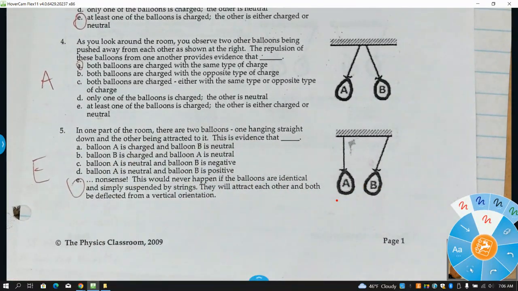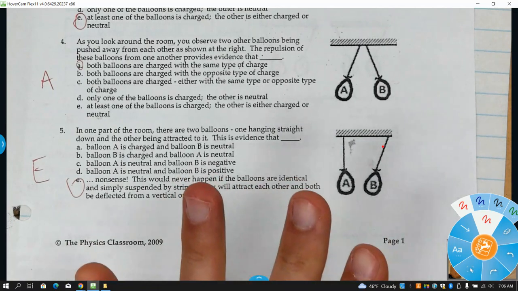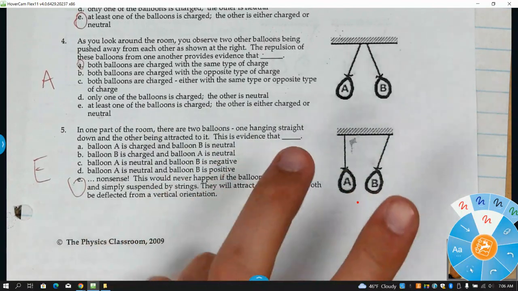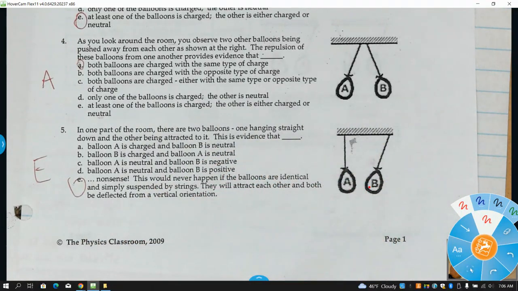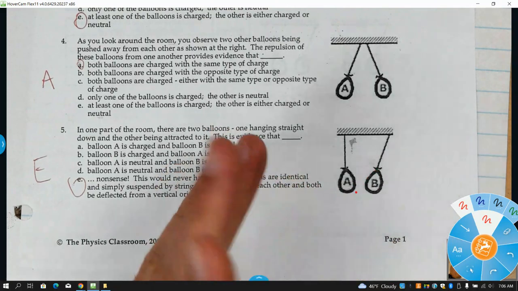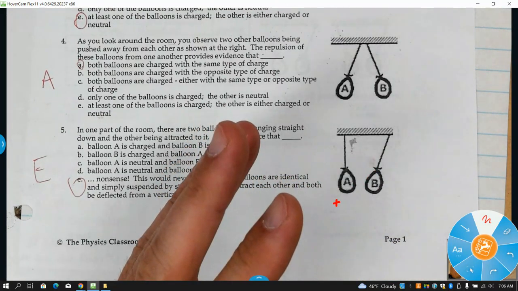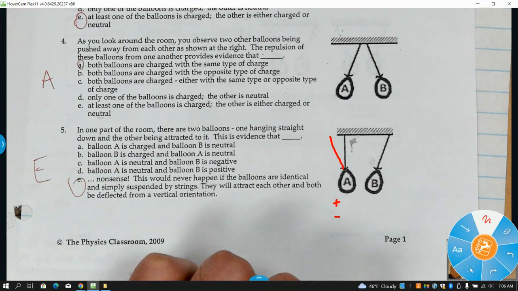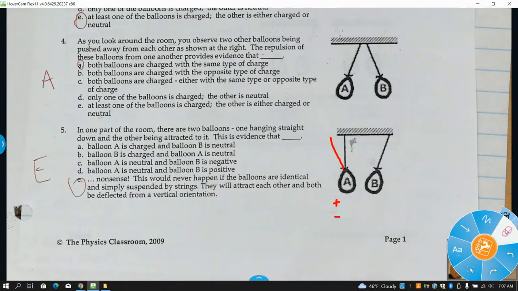And then this last one can't actually happen. Even if this was neutral, if they're both just hanging from a string and it's not like being held down by anything, they're both going to be attracted to each other. If one of them has a charge, remember it could be positive or negative, and then this thing is neutral, they would both have to be attracted towards each other. So that's the only way that can happen.